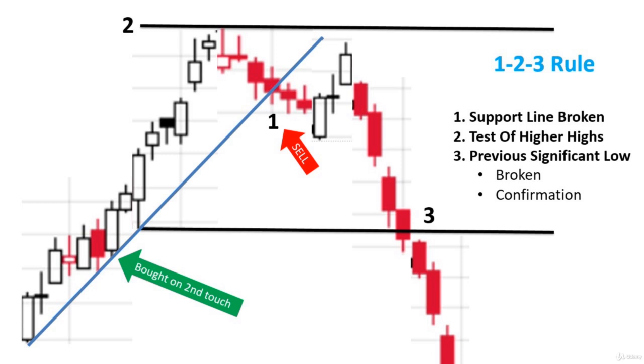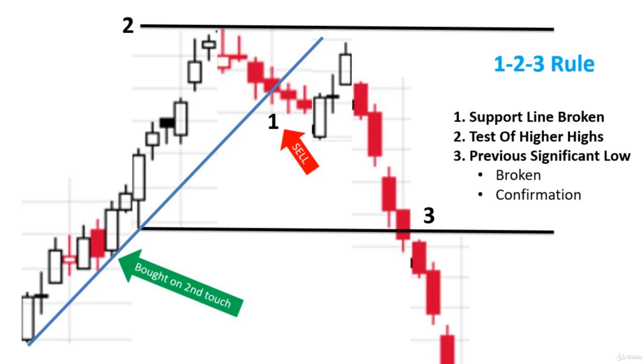In this particular example, it went down to the number 3 line, the test of the previous significant low, and then broke right through it, right? It broke through, and that's your confirmation. As soon as it breaks through, that's enough confirmation, and you're selling at that point, to get out. So as you can see in this example, I would have made more profit if I would have sold at number 1, if I would have followed the rule, and not tried to test for a pullback. If it would have broken through at number 2, then I would have been rewarded on that, right?